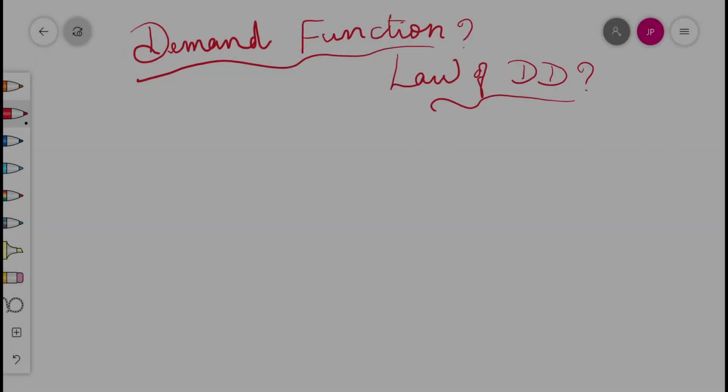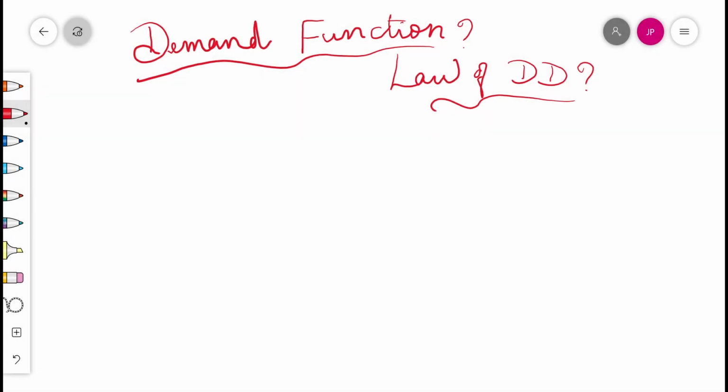Today's topic is demand function and the law of demand. We already learned what is demand, with the Apple story, that is the same example. And we have learned market demand also. So we can learn demand function today.